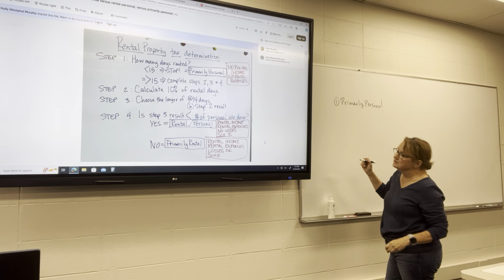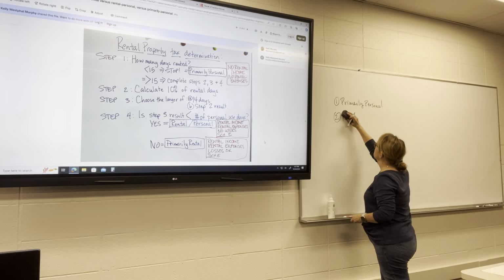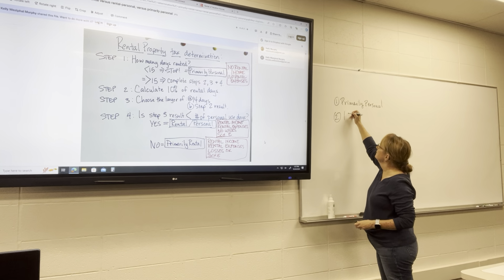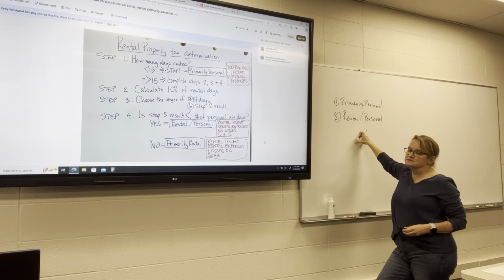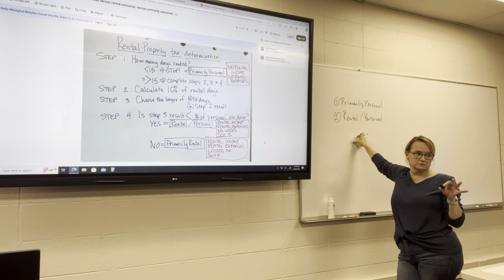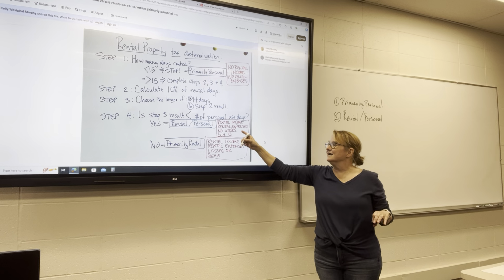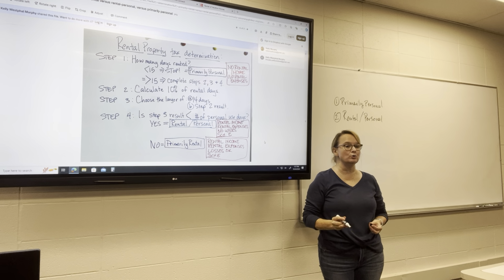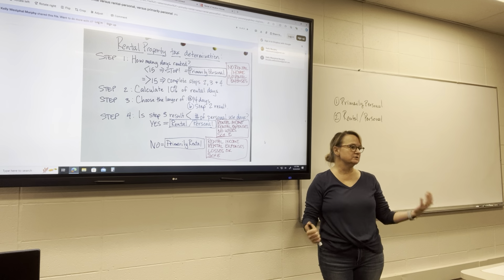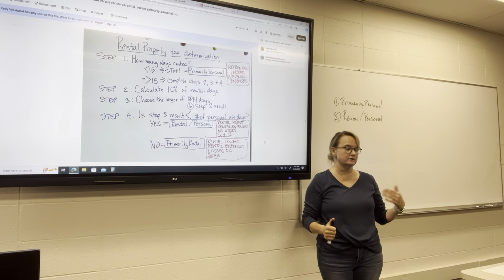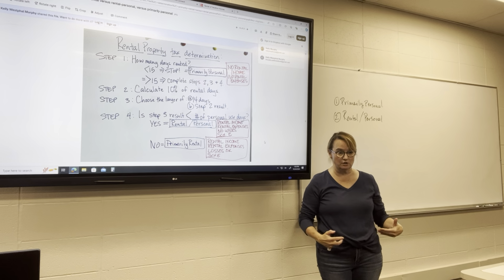We could also have what's called rental/personal. So in this case, it's part of both. Okay, so it's kind of a combination. In this case, we claim the rental income and we claim the rental expenses, but rental expenses only up to zero rental income. So it cannot create a loss. So if our income is $10,000 and our expenses are $12,000, we only get to take $10,000 of expenses. It can only bring us to zero. It cannot give us a loss.